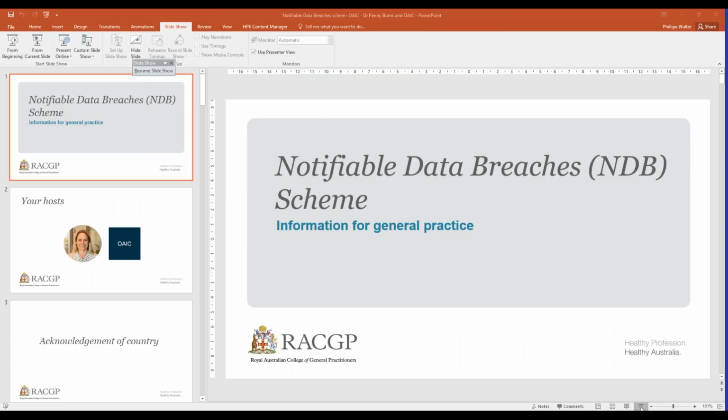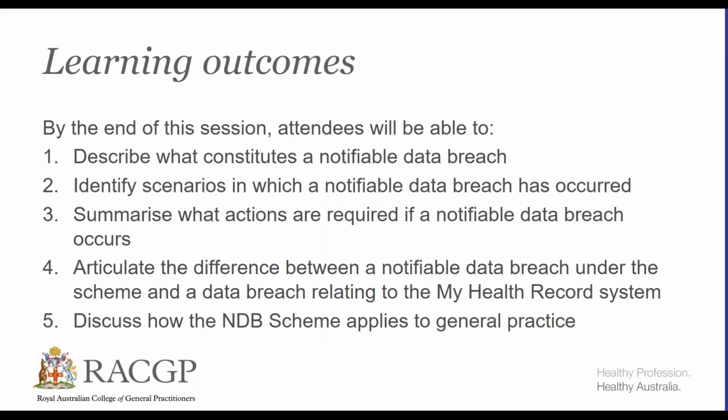So what is a data breach? A data breach occurs when personal information held by an organisation is accessed by an unauthorised party, it's disclosed to an unauthorised party, or it's just lost.